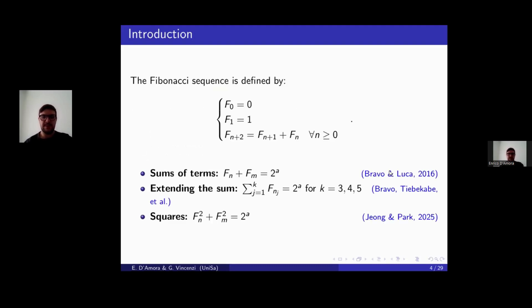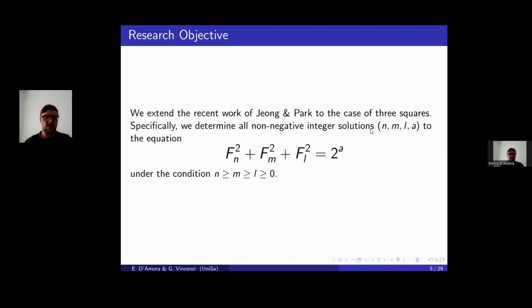The work is inspired by previous works. The first one, on the sum of two Fibonacci numbers equal to a power of 2, by Bravo and Luca in 2016. Then, over the years, equations about the sum of 3, 4, and 5 numbers were solved. Then, last year, Jeong and Park solved the problem for the sum of two squares of Fibonacci numbers equal to a power of 2. And so we extend the recent work to the case of three squares.